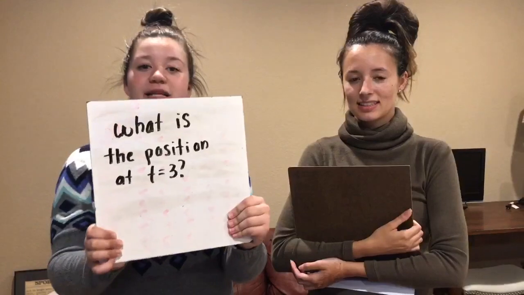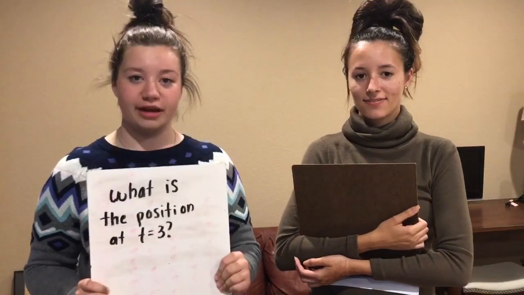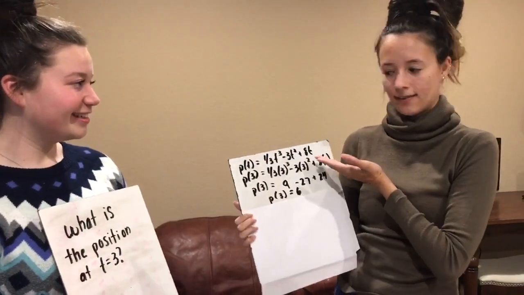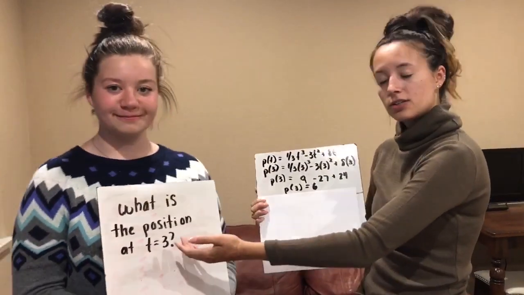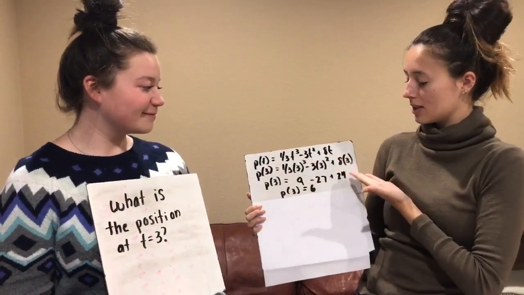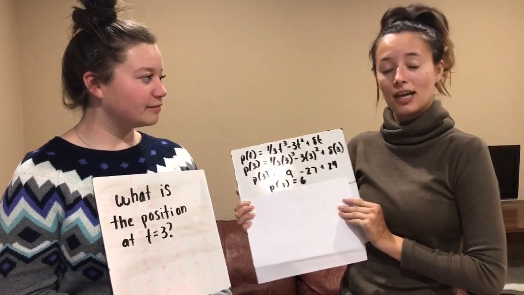First thing we're going to go over with you lovely students is what is the position at t equals 3? Pearl, what do we do? Okay, since it's about position, use the position equation that we have when t equals 3. So you just plug in 3 for position. So you plug it in for everywhere there's t, you solve it, and the position at 3 is 6.